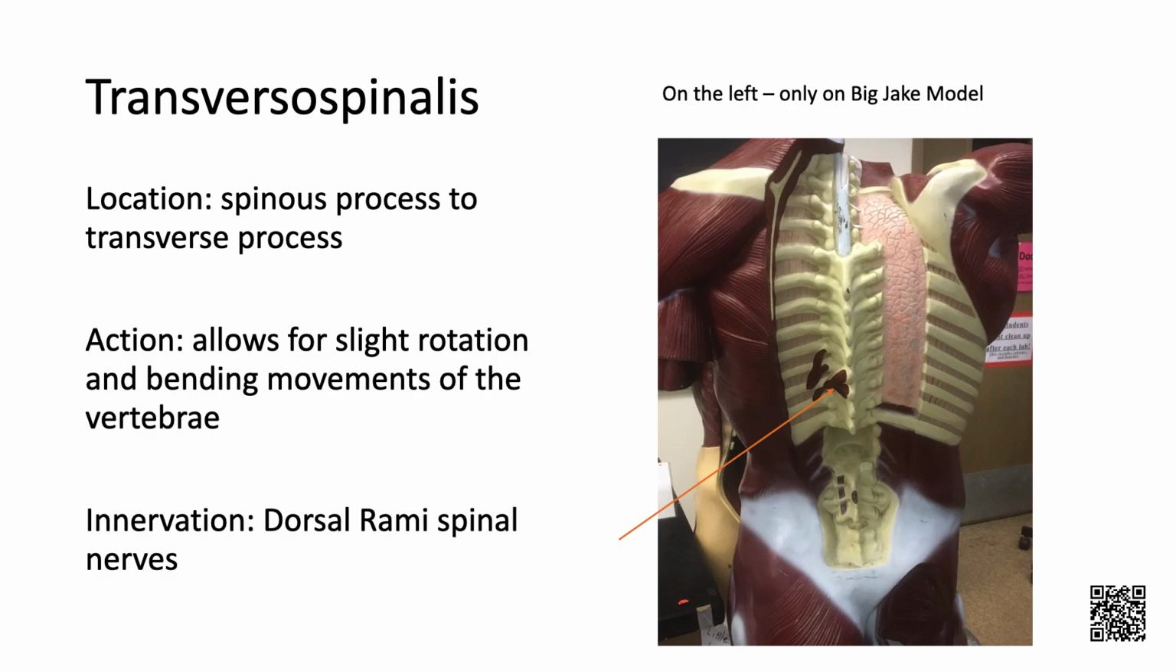The transversospinalis group of muscles runs from transverse process to spinous process of the vertebrae. They create slight rotation and bending movements of the spine. They're small but important stabilizers, especially in posture. Innervated by the dorsal rami nerves. These are the fine-tuning muscles of the back.